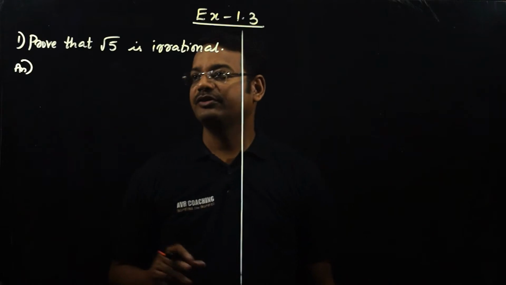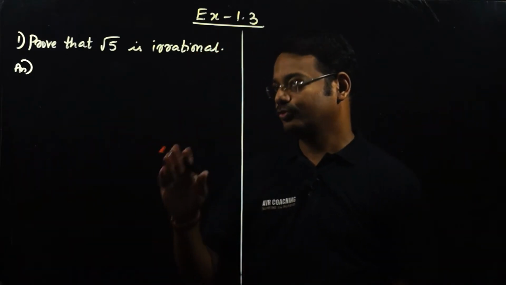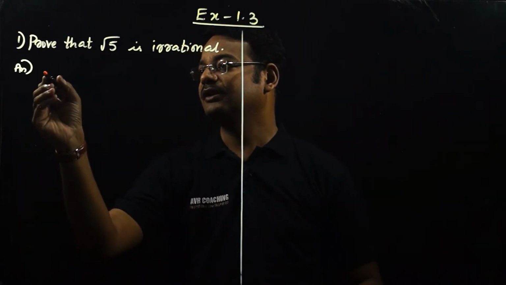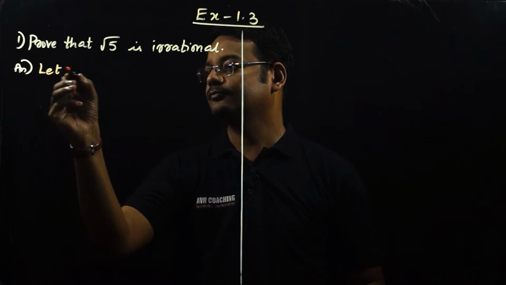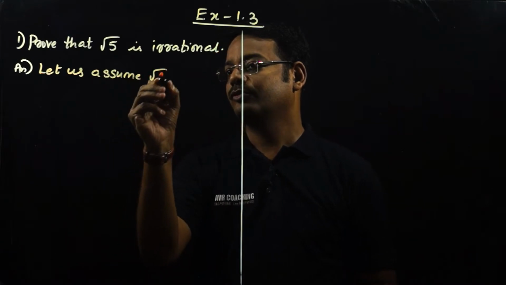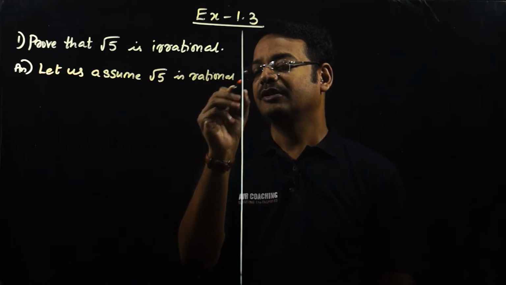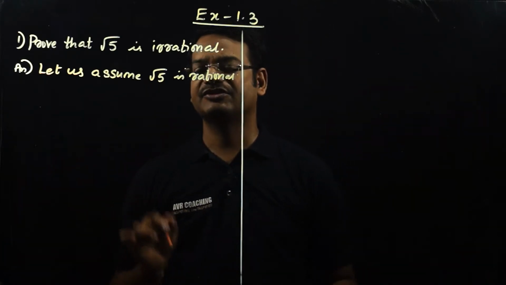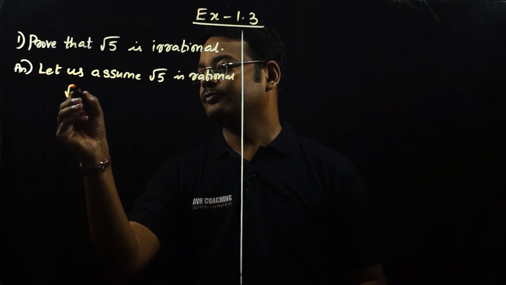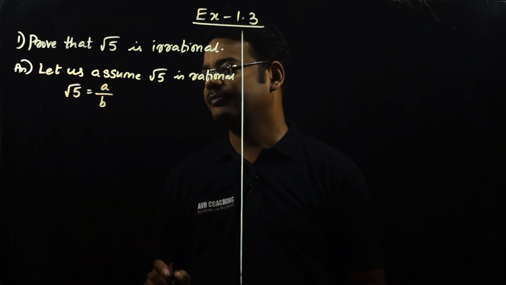Now exercise 1.3, first problem. Prove that root 5 is an irrational number. Now to prove root 5 is irrational, we'll first assume that root 5 is a rational number. Let us assume root 5 is rational. If root 5 is a rational number, we know that any rational number can be represented in the form of p by q. Therefore root 5 is equal to a by b. A by b is nothing but p by q.